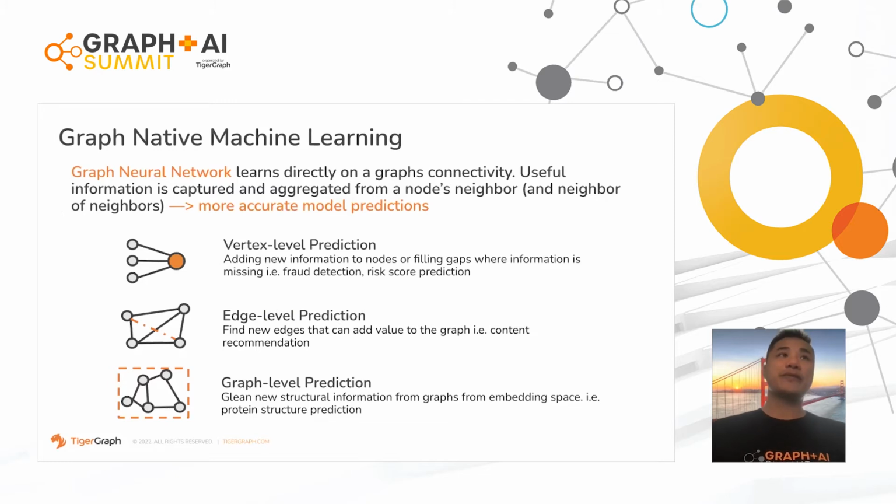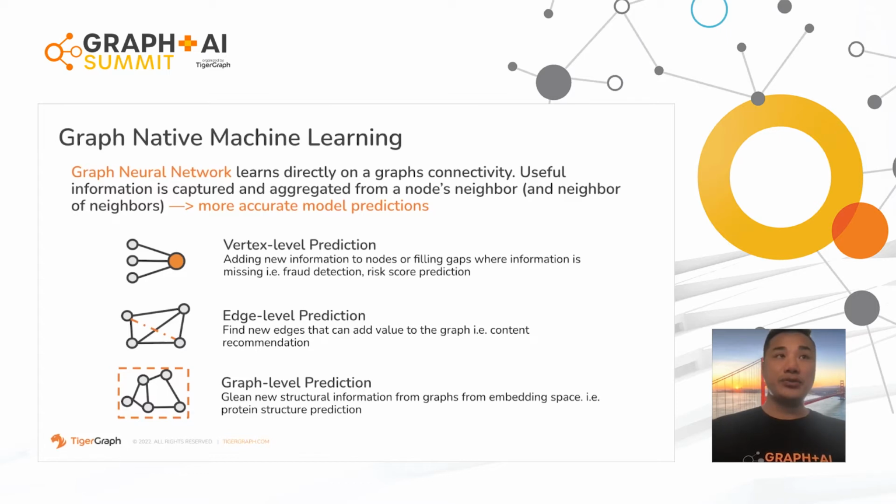So next, I want to briefly touch on graph neural network, if you are not already familiar with it. The reason GNN tends to outperform other traditional machine learning methods on a connected data set is because not only can it learn from attributes of a node or an edge, but GNN also learns directly on a graph's connectivity and aggregates and captures useful information from a node's neighbors and their neighbors of neighbors.